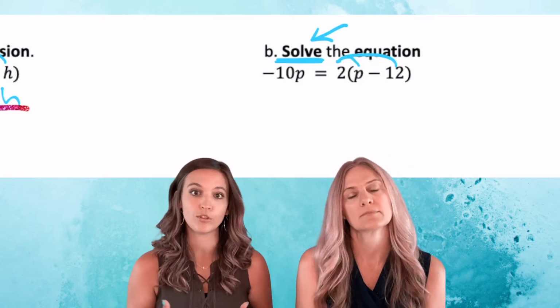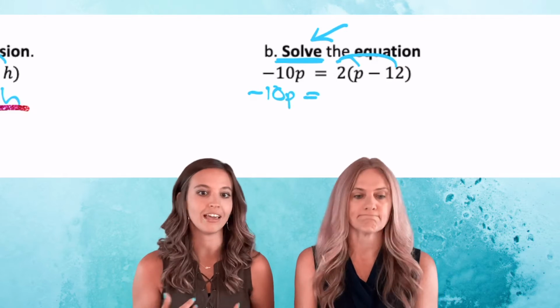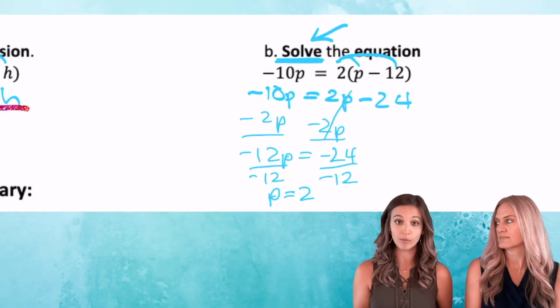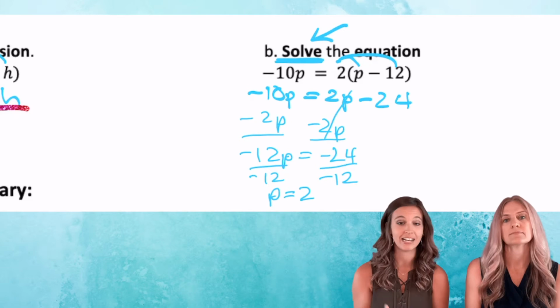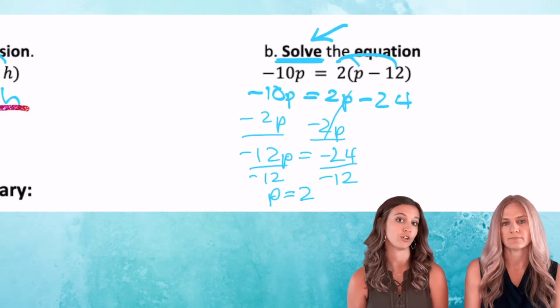which takes us to the second one where it says solve the equation. So we're going to end up with a solution here like x equals or a equals. For this one, after I distribute, I'd get my variables to one side, isolate that variable, and I end up with p equals 2.